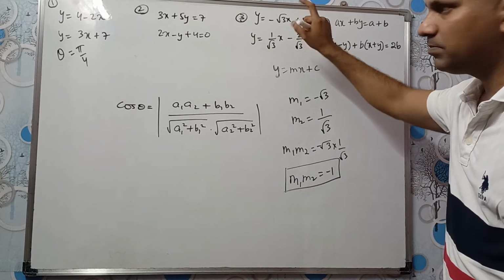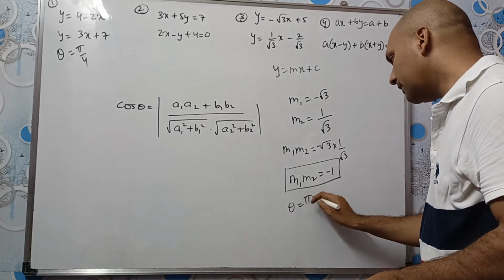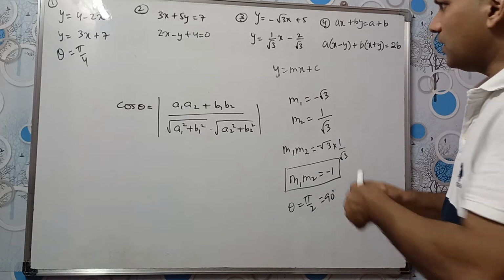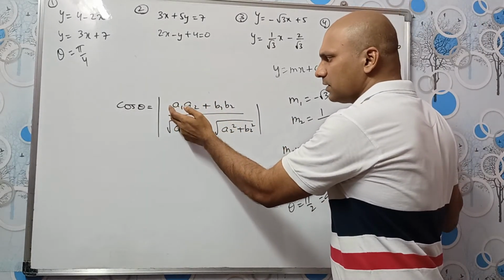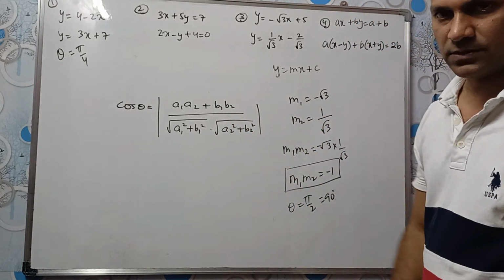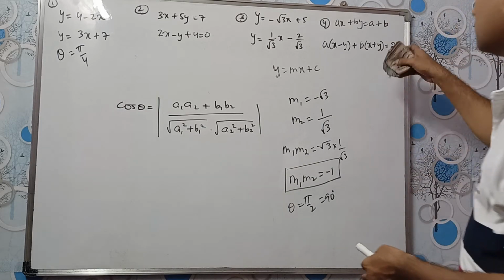So these two lines are perpendicular to each other, which means the angle is how much? Pi by 2 or 90 degrees. Or go ahead and substitute these values in a1, a2, b1, b2. You will get 90 degrees as theta, as the angle. I am leaving that for you. Now let us solve the fourth bit.